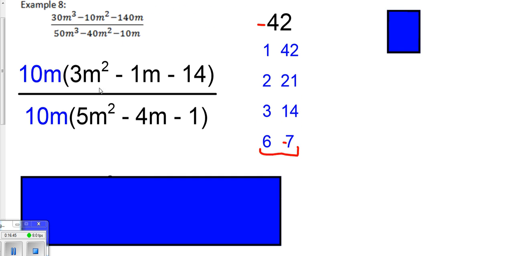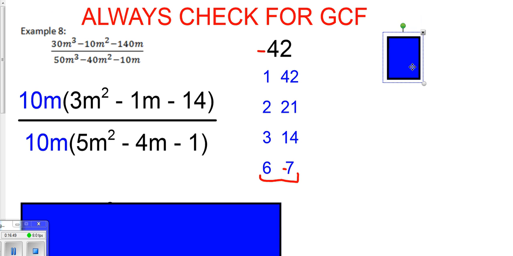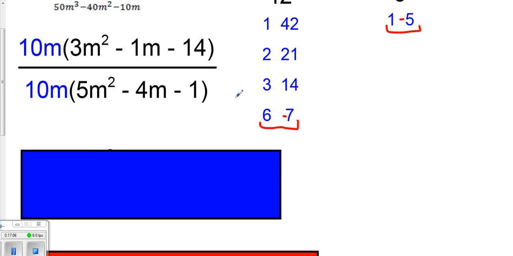Similarly, let's look at the bottom one. 5 is our A, negative 1 is our C. So we've got 5 as our AC, and remember, it needs to be negative. And we want it to say negative 4, so that's going to be 1 and negative 5. So we have our two factors, or our two pieces that we need for breaking it up.